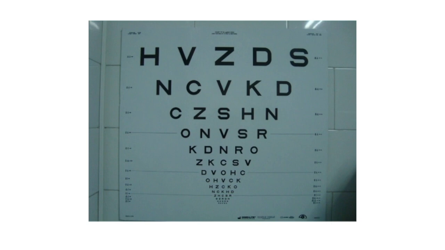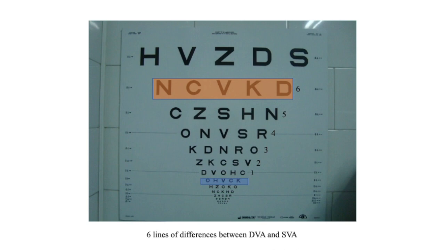In this picture, we can see an example of a DVA test for a unilateral vestibular hypofunction patient. The line in blue represents the static visual acuity and the line in orange represents the dynamic visual acuity. There are 6 lines of difference between the 2 visual acuities: 1, 2, 3, 4, 5, 6. Don't forget that 2 or more lines of difference is abnormal, and this should be interpreted as a patient who suffers from gaze instability. This person could benefit from gaze stabilization exercises.